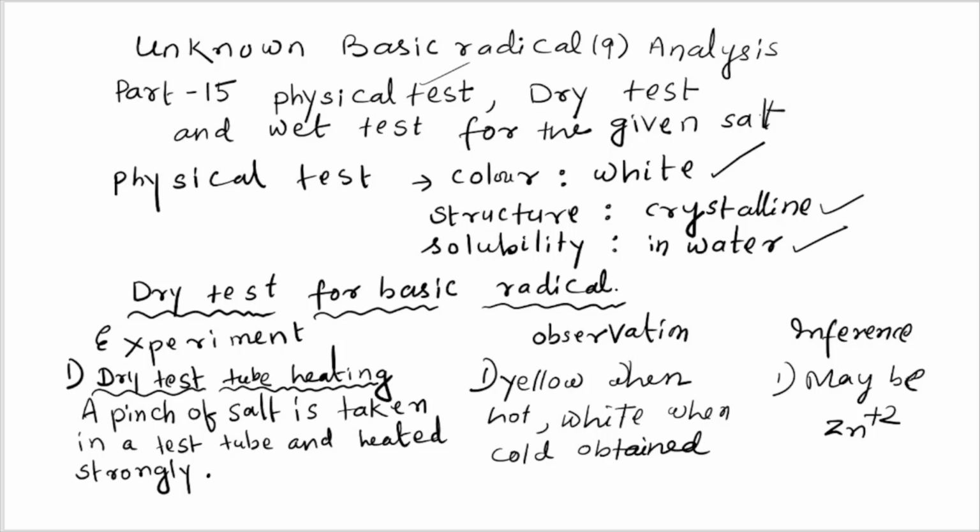In the dry test, there are so many sub tests. First is the dry test tube heating, where the salt is taken in a test tube and heated strongly. Then what happened here? Yellow when hot and white when cold is obtained, so it may be Zn2+. Zinc is the only salt that looks yellow on heating and white on cooling.